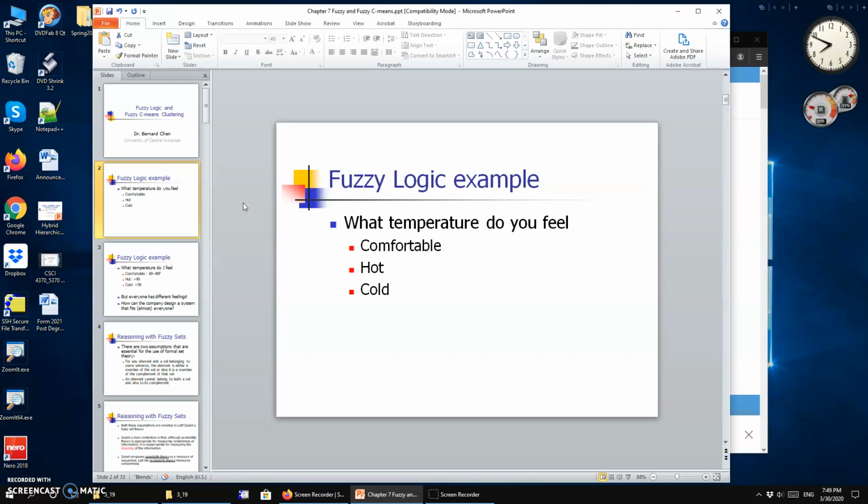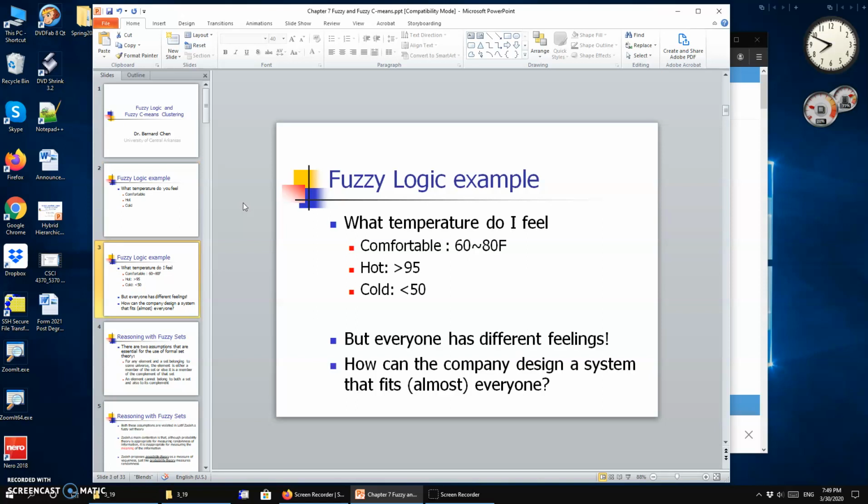So ask everybody this question. What is the temperature? Do you feel comfortable? What's the temperature you feel hot or cold? Obviously, everyone will have a different value. For example, the comfortable temperatures to me are 60 to 80, which is a pretty small zone compared with many other people. As long as it's hotter than 95 degrees, I feel it's hot, and below 50 is cold to me. Obviously, this is going to be very different from people to people. Everyone has different feelings. Everyone has a different comfort zone.